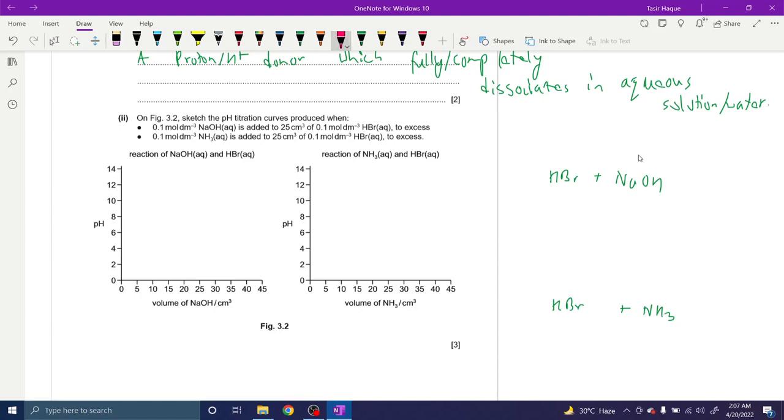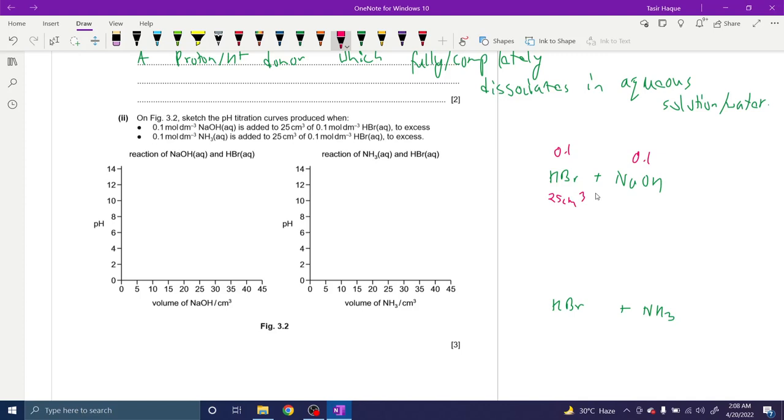So we are adding 0.1 mol per dm cubed of NaOH to 0.1 mol per dm cubed of HBr, 25 cm cubed. So think about it. Since they have the same concentration and the same molar ratio, we are going to need 25 cm cubed of NaOH and 25 cm cubed of NH3 to neutralize it. So our vertical section is going to be at 25. This was our first point, okay? The vertical section is at 25.